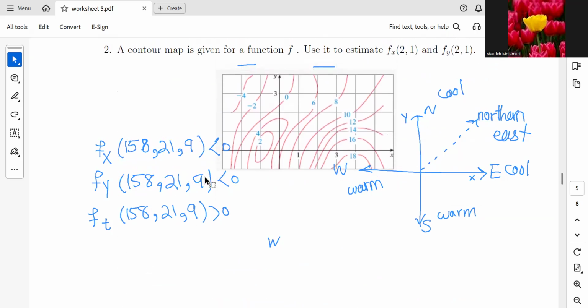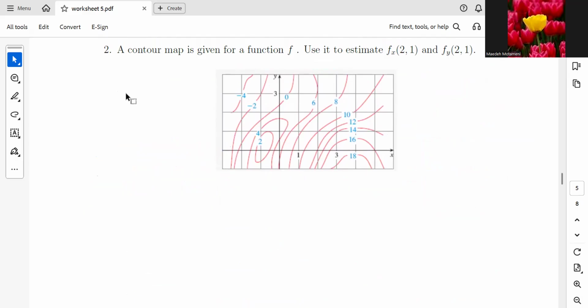Let's do number 2. A contour map is given for a function f. Use it to estimate the first derivative of f with respect to x at the point 2, 1, and also the first derivative of f with respect to y at the same point. So first, the derivative of f with respect to x at the point 2, 1.